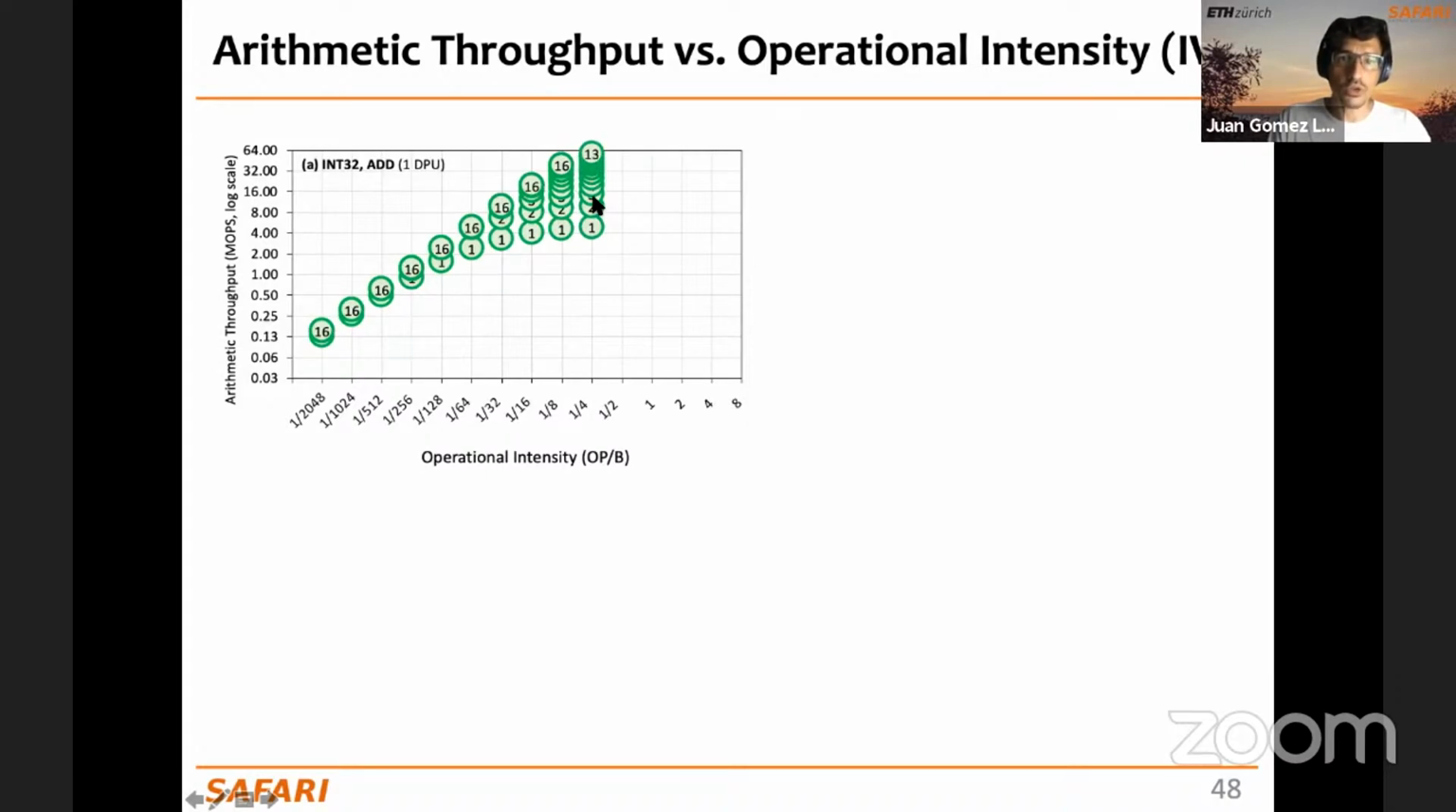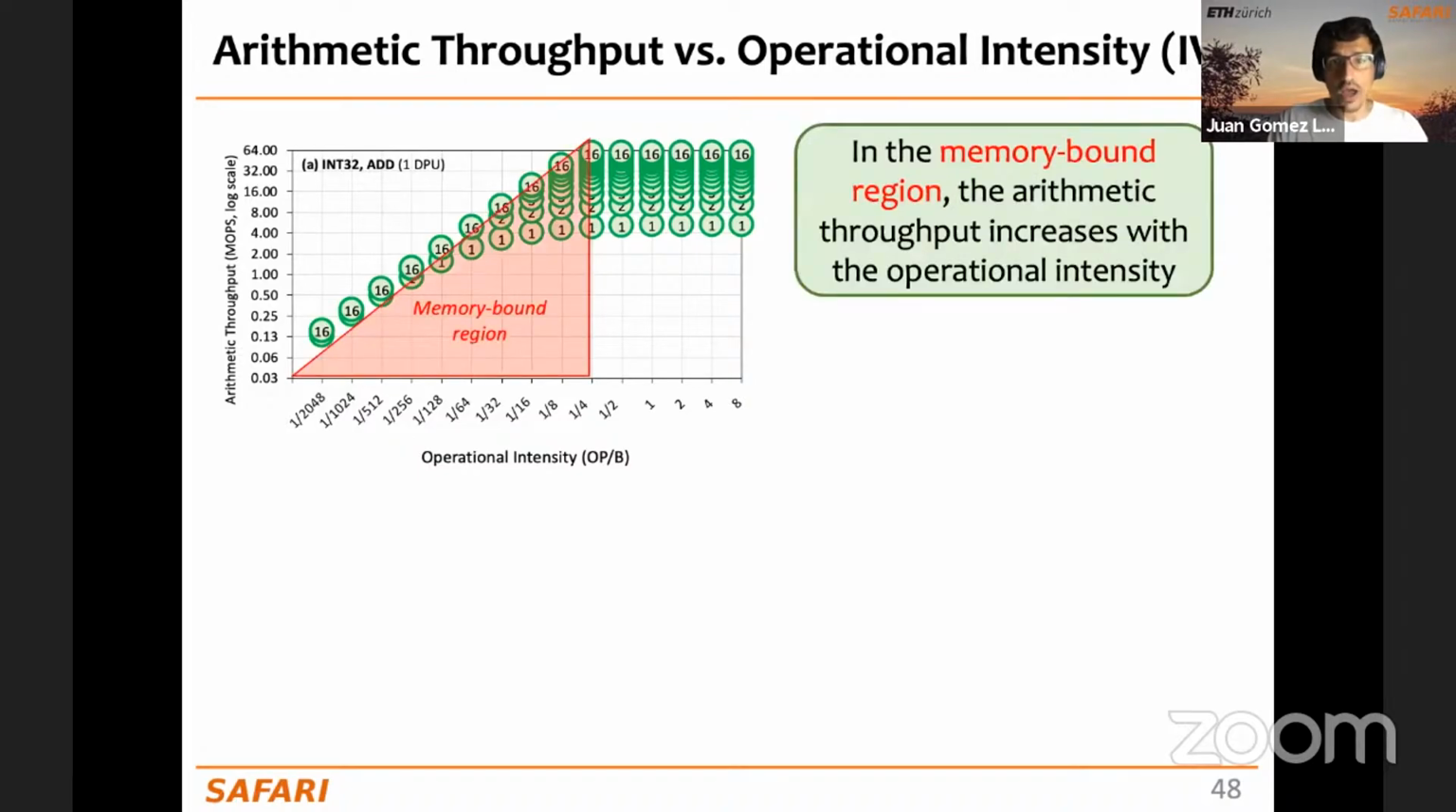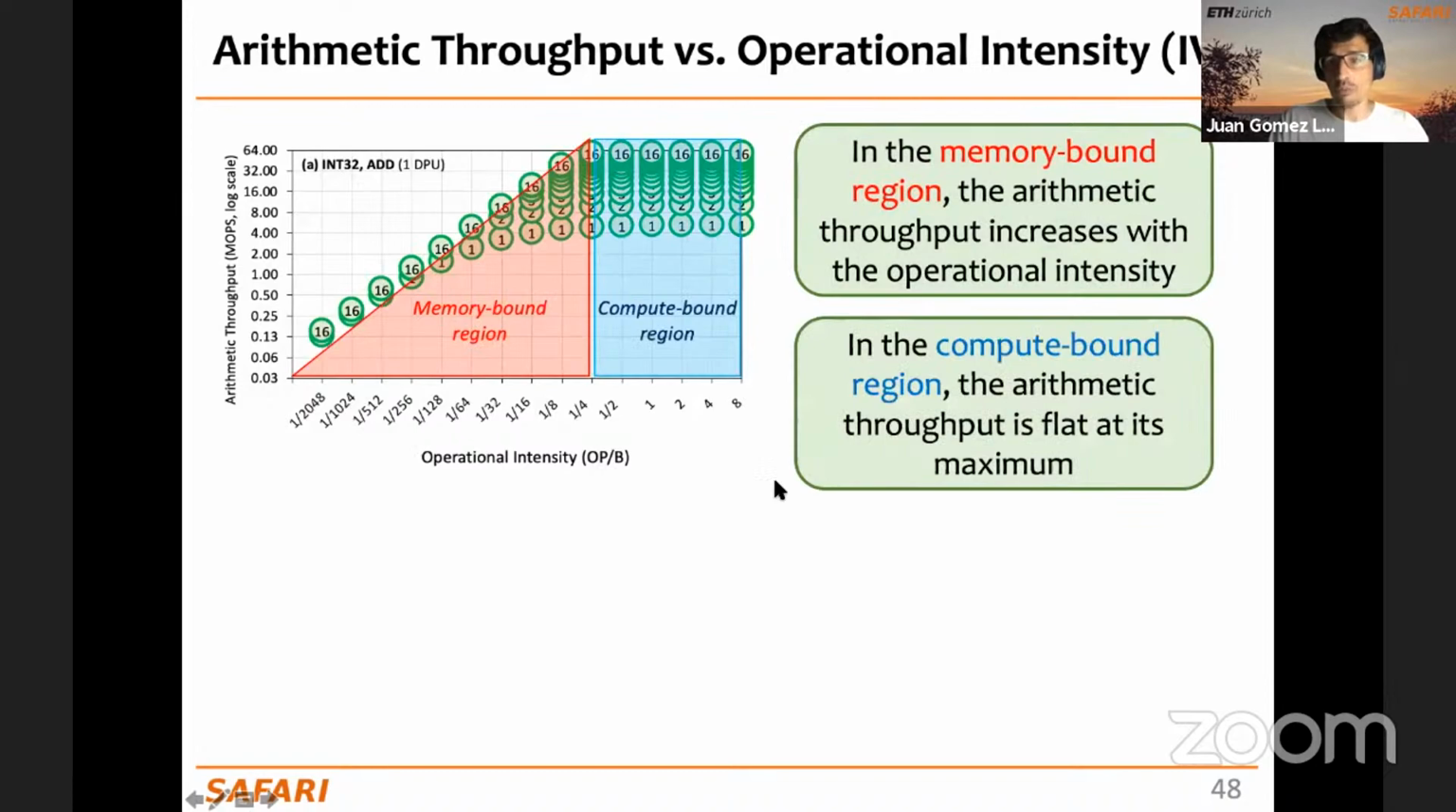we see that the saturation point actually happens at 11 tasklets. And what this means is that now we are saturating the pipeline. And at this point is when the latency of the pipeline becomes longer than the latency of the MRAM accesses. So this is why we define a memory bound region and a compute bound region.